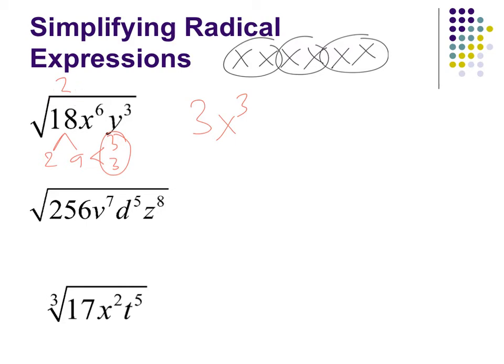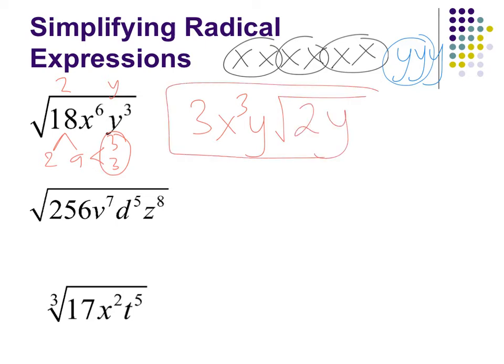Now I look at the y's. So I've got y, 3 y's because it's y cubed. How many pairs? Well, there's 1 pair. So a y will come out. However, we've got a y that's left in there because he didn't have a buddy, he couldn't come out of the house, out of the radical. Okay, these are fun little words that we're using. All right, so the next thing, we've got our radical, and we've got our leftovers, 2y. There's my answer. Whew, that was awesome.